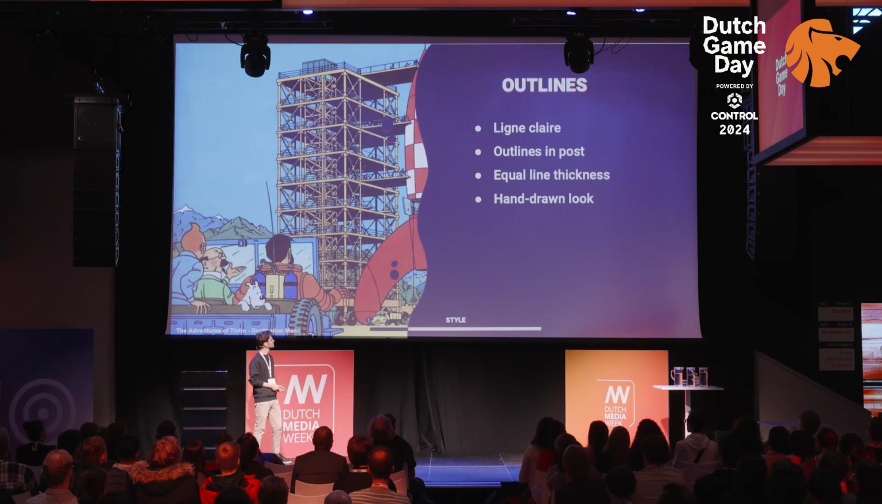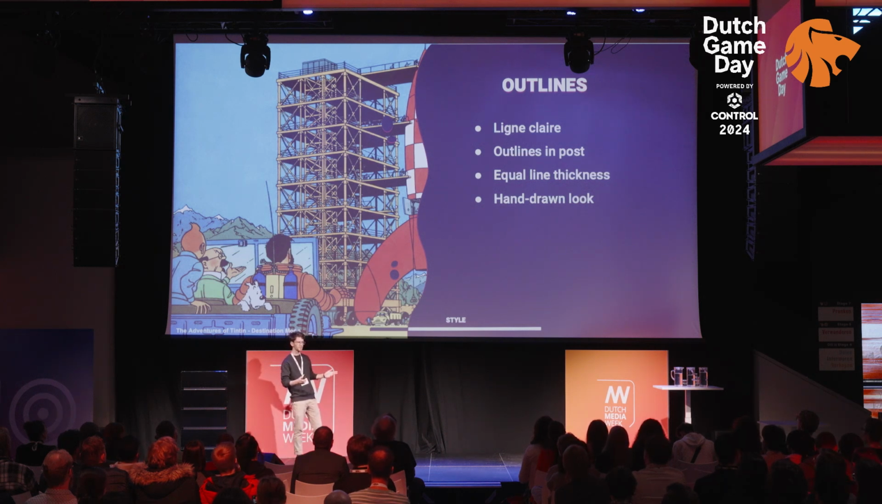Second of all, the outlines. We took a lot of inspiration from the Ligne Claire style, used in the Tintin comics and other Benelux comics. And our outlines in SCHiM are rendered in post, which means that every line visible on screen has the same thickness, which gives it this sort of 2D or hand-drawn look.